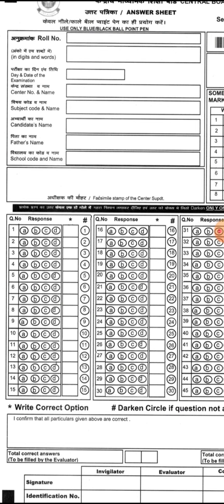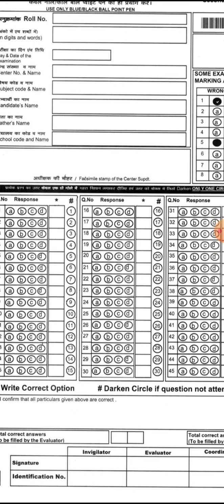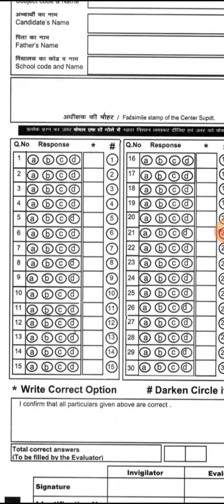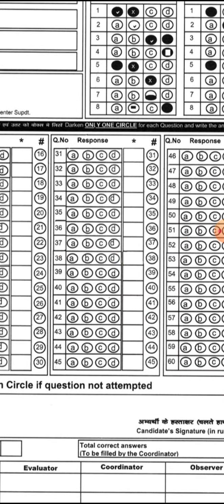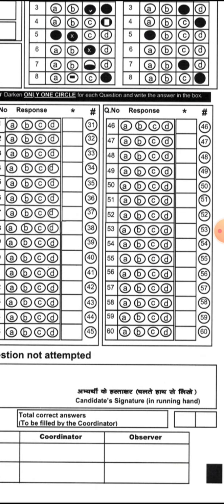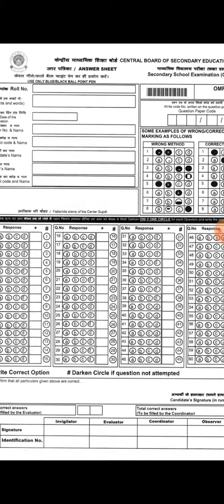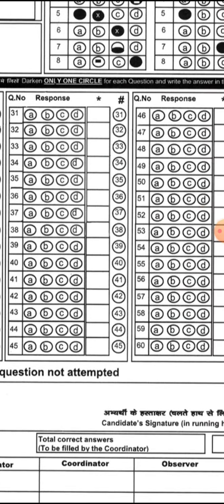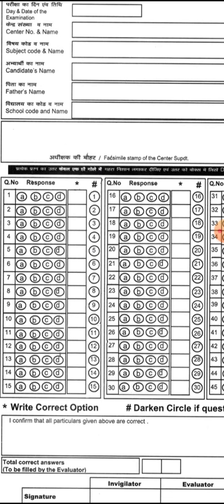If you fail to fill the box, you will not get any marks, because the box is very much mandatory, which is going to be evaluated. And you can see down there, after the response part, there is a small box given for the student's signature. Okay, and you are confirming here that I confirm that all particulars given above are correct, and you will sign as candidate signature. Okay, and the last part, that is the evaluation part, is for the invigilator, evaluator, coordinator and observer. That is the office part. You don't have to put anything there.